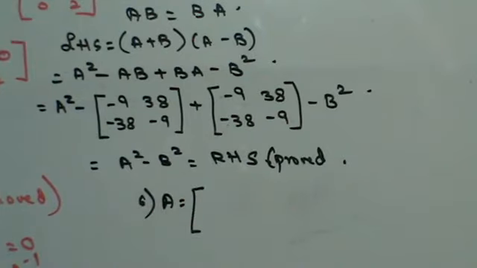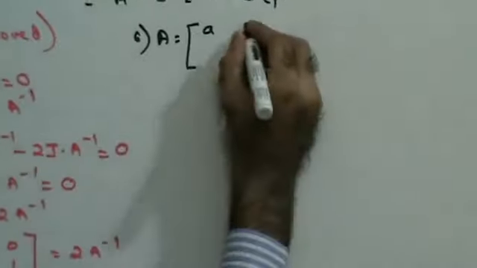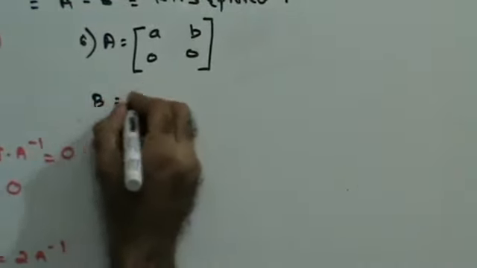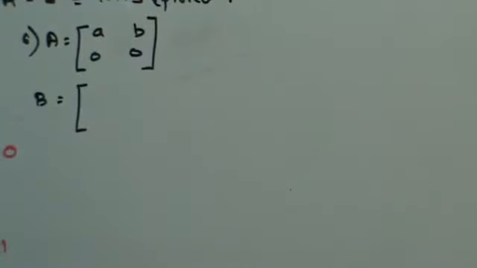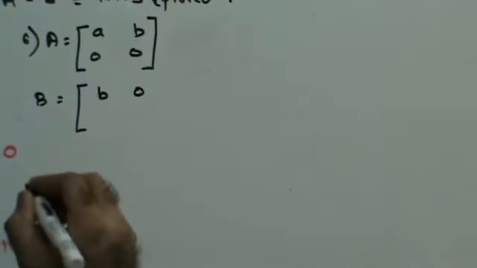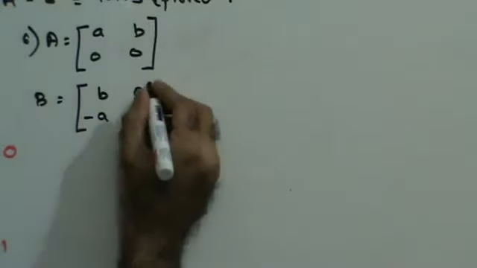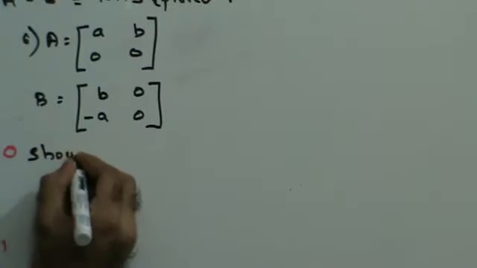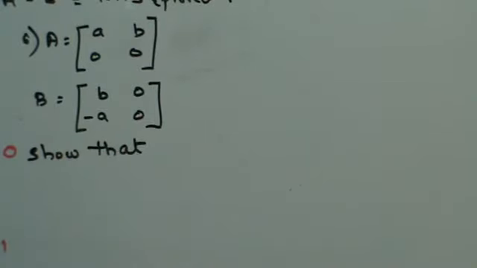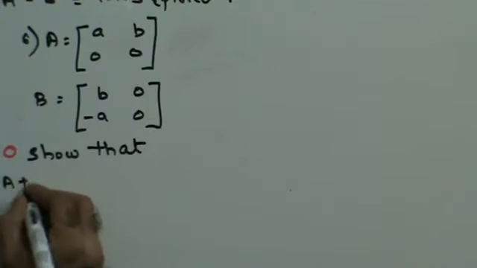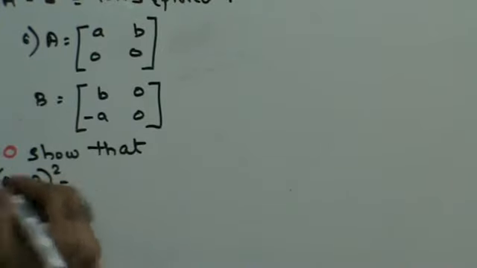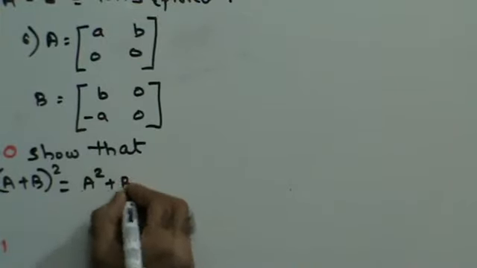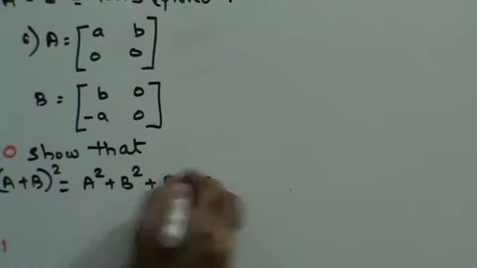A is equal to the matrix [A, B; 0, 0]. B is equal to the matrix [B, 0; minus A, 0]. You have to show that (A plus B) the whole square is equal to A square plus B square plus BA.